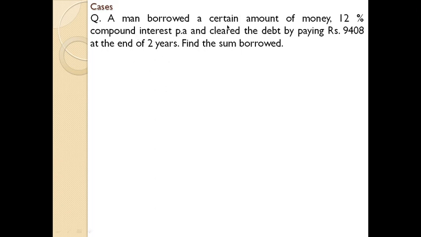A man borrowed a certain amount of money at 12% compound interest per annum and cleared the debt by paying rupees 9408 at the end of 2 years. Find the sum borrowed. A man borrowed a certain sum of money and repaid it within 2 years, and the repaid amount was 9408. Interest rate was 12%. You are asked to find the principal amount, or the initial amount. So let's extract the details available in the question. Here A, the amount, is 9408, number of years is 2, R is 12, P we don't know, you need to find the value of P.